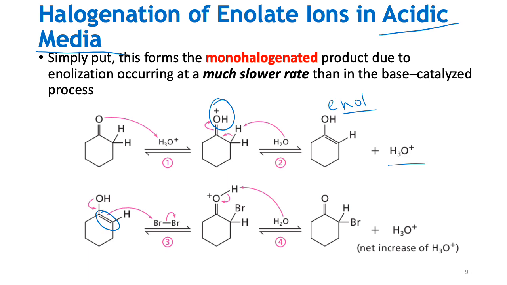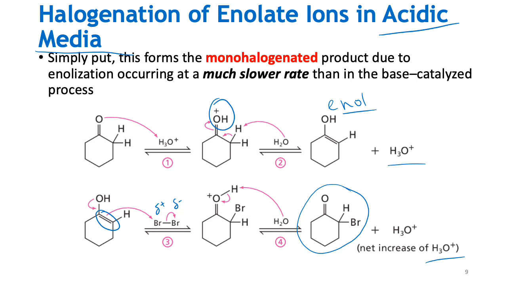Remember, this is like dispersion forces, and so that would be a positive, that would be a negative at that instantaneous moment, the way I have it drawn, resulting in this particular oxonium ion with a Br in the alpha position, and then water goes on to deprotonate the oxonium ion to yield the ketone with an alpha bromo with a net increase of H3O plus in this reaction.